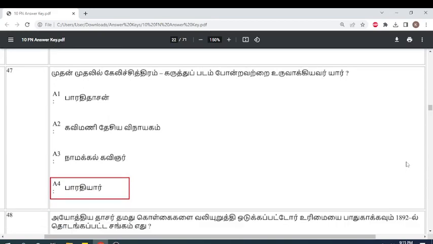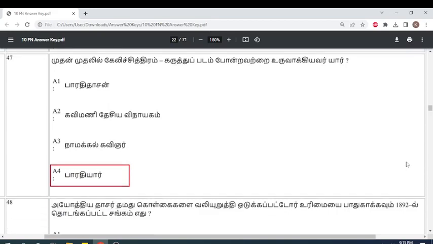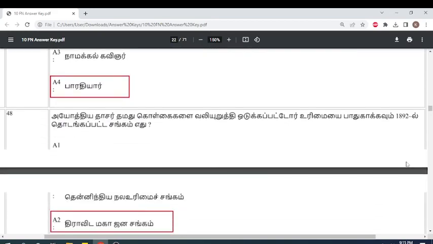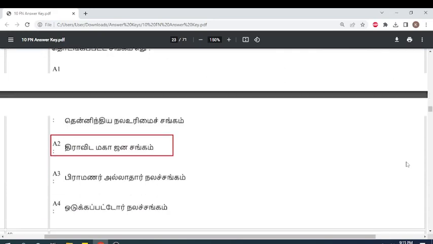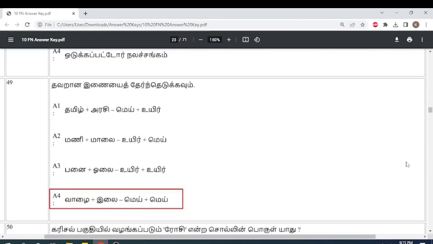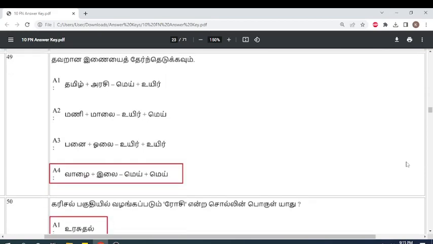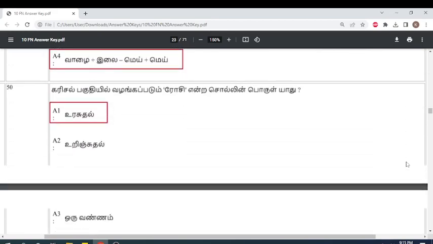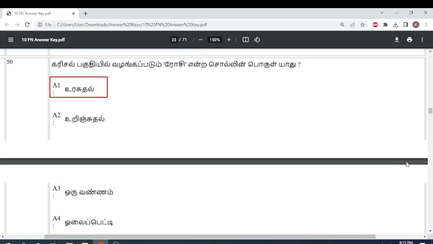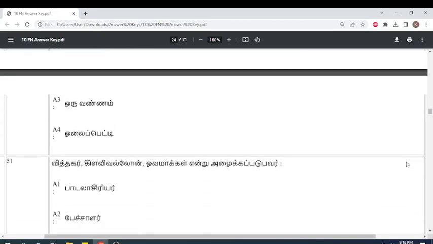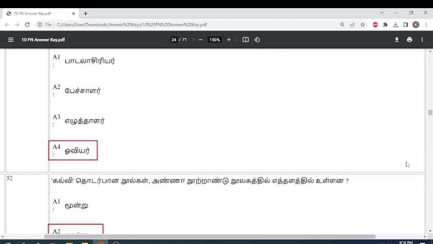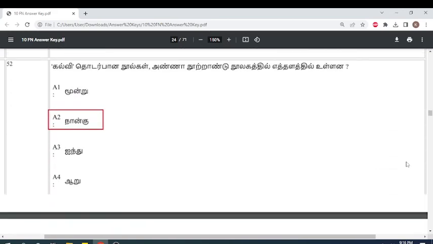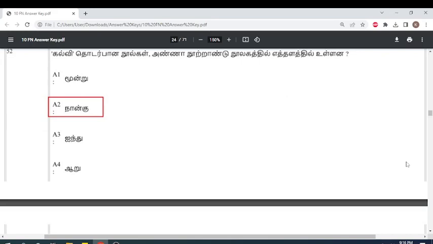47 question answer A4. 48 question answer A2. 49 question answer A4. 50 question answer A1. 51 question answer A4. 52 question answer A2.